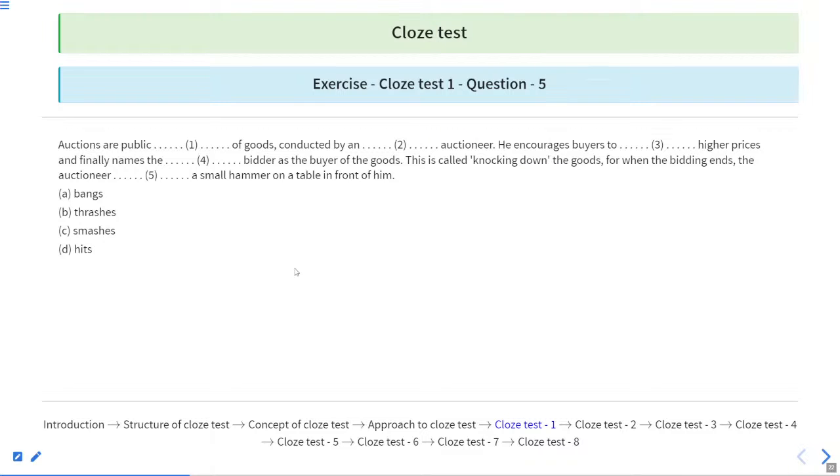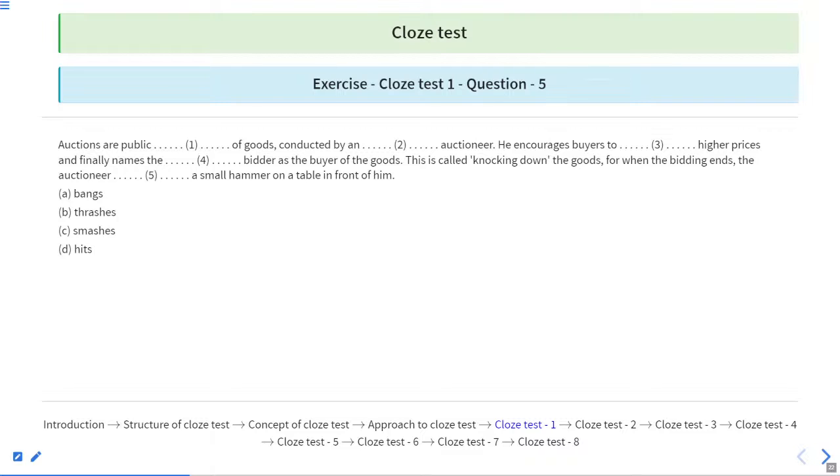Auctions are public dash. So conducted by dash auctioneer, he encourages buyers to dash higher prices and finally names the dash bidder as the buyer of goods. So we have filled in these four sentences, words missing in these four sentences already. Now we have to move on to the last one, fifth one. This is called knocking down the goods, for when the bidding ends, the auctioneer dash a small hammer on the table in front of him.